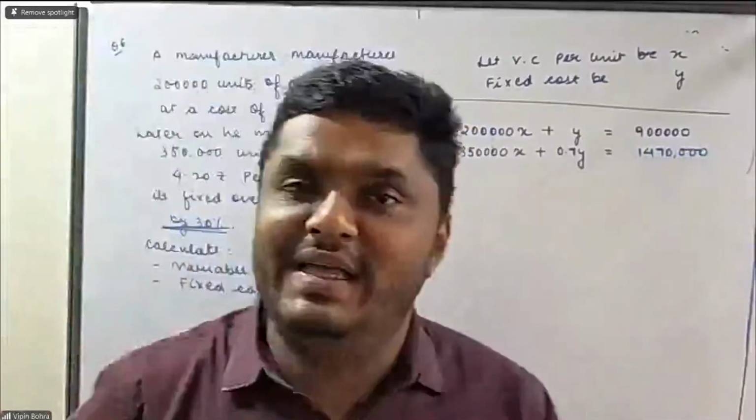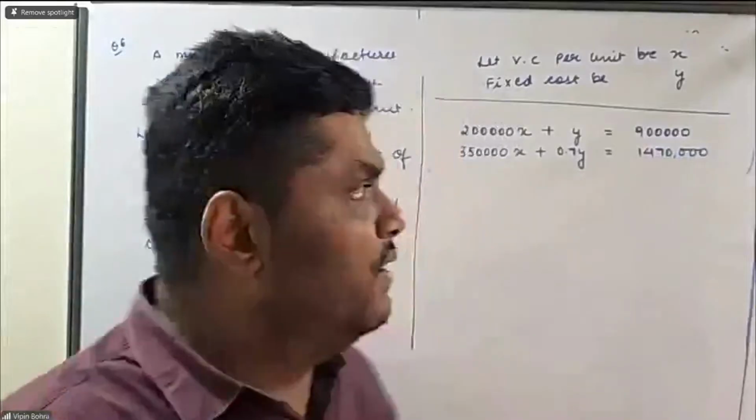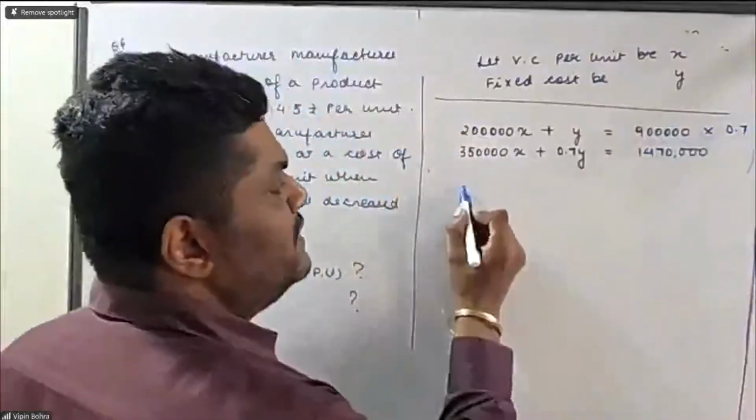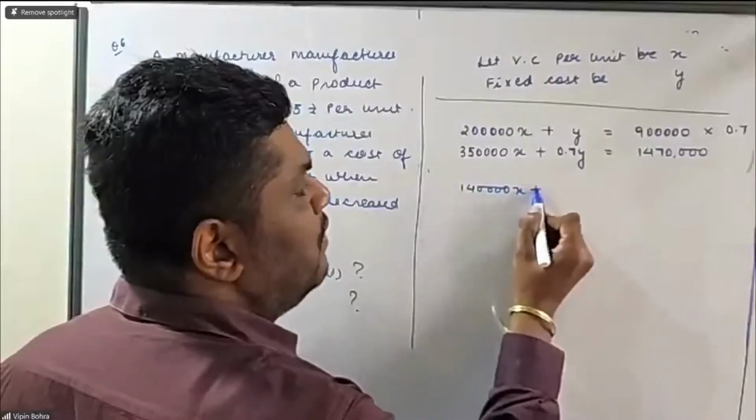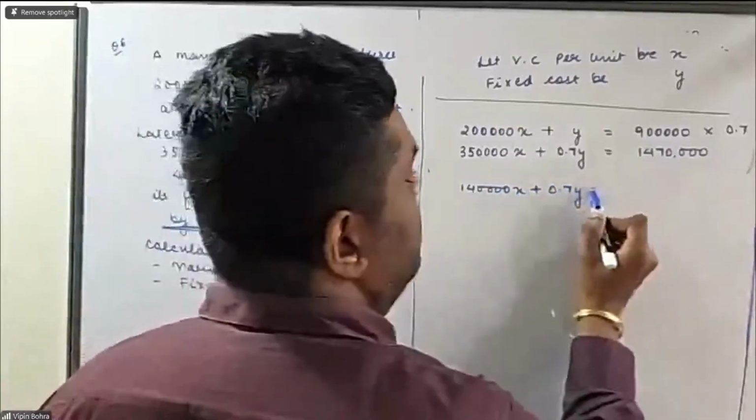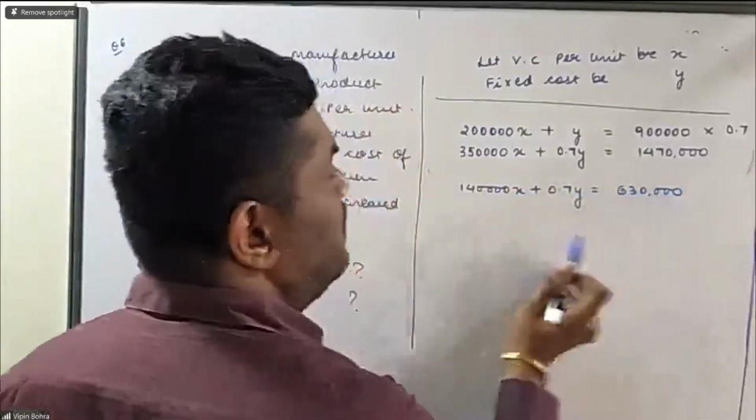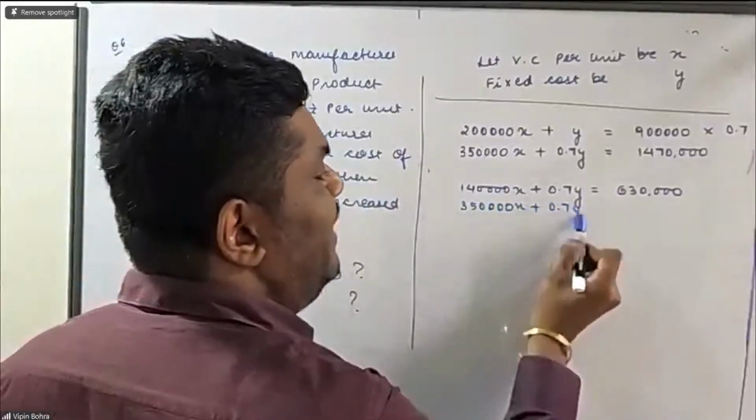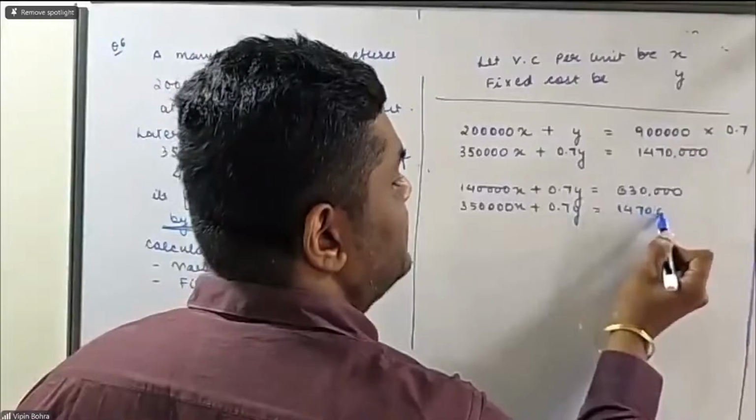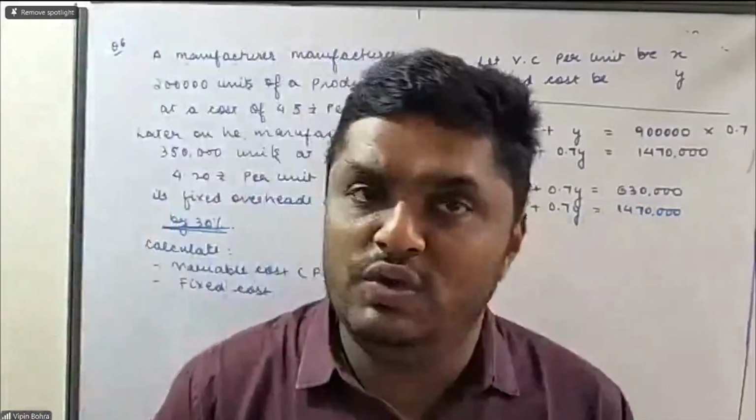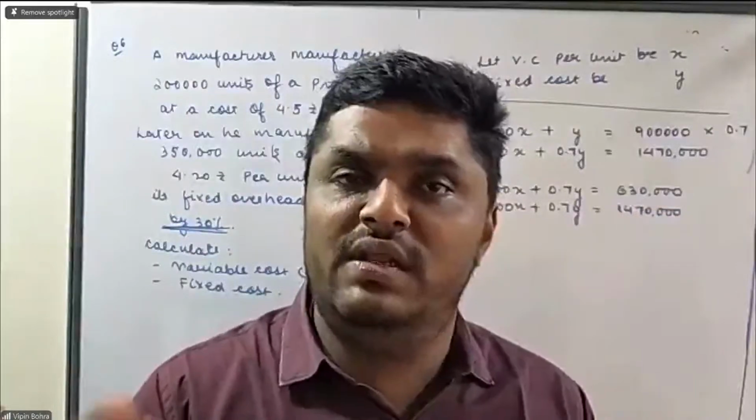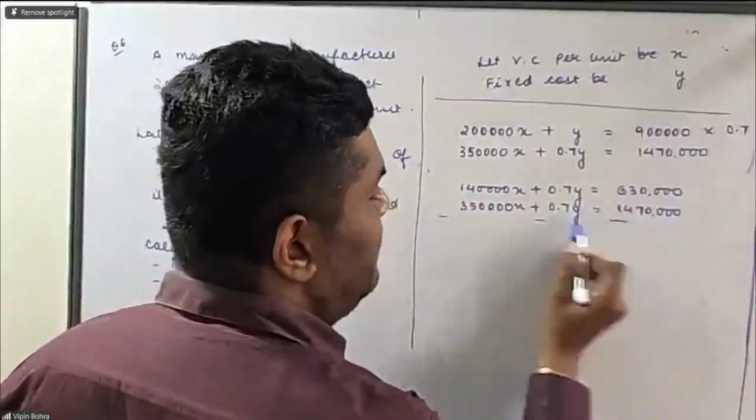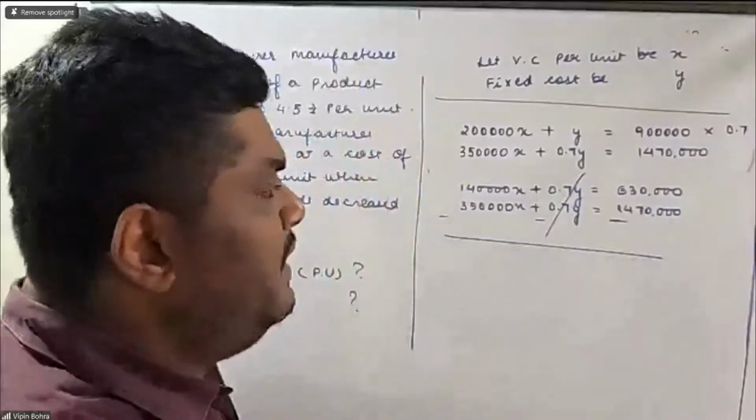So we are ready with the simultaneous equation. We can easily solve the question now. So let's multiply equation 1 by 0.7. So this will be 1,40,000 x plus 0.7 y equals 6,30,000. In the second year, it will be the same: 3,50,000 x plus 0.7 y should be equal to 14,70,000. Now, please don't tell that we don't know how to solve the simultaneous equation. You must have learned simultaneous equation in 4th, 5th, 6th, 7th, 8th grade. So, subtracting.